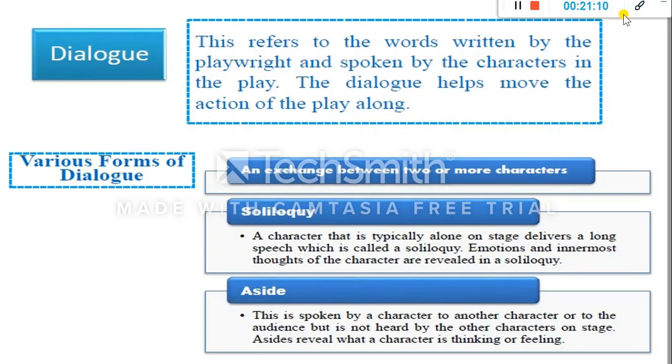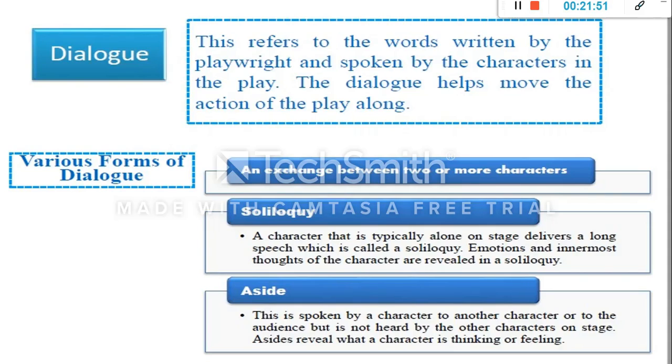So the dialogue is usually the conversation, or it refers to the written text. Firstly, the text is written by the playwright, then it is performed by the characters. So it is spoken or presented by the characters through different forms of dialogue. We have here three types of dialogue. The first one is just an exchange, or conversation, between two characters. It can be called a dialogue between a character and another one.